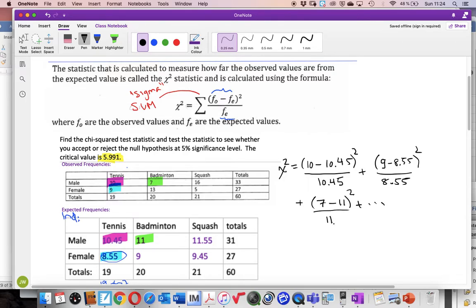I'll let you finish this, and what you should end up with is 7.085. This is our magic number. This is kind of the average deviation of what we observed from the expected, but squared. And this is called our chi-squared statistic.